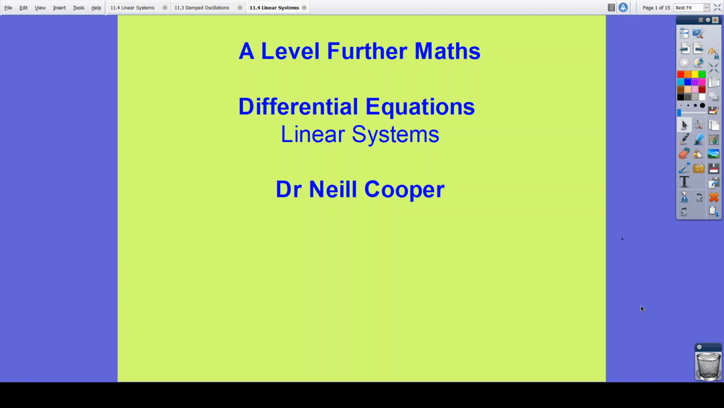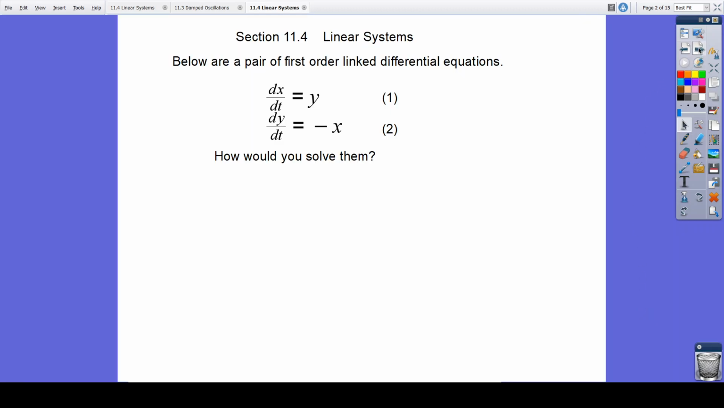Linear systems of differential equations. What we mean by this is a system of equations which are linear, but they are linked. So if you look at this pair here as a simple example, we've got the derivative of x with respect to time is equal to y, and the derivative of y with respect to time is minus x.